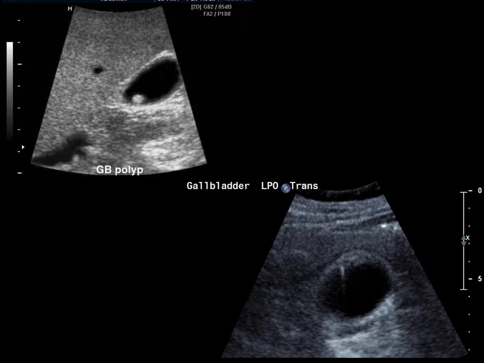And then here is an example of a gallbladder with a hyperechoic structure inside of it. It appears to be a gallbladder polyp given the lack of posterior shadowing. And then in the bottom right, we have another hyperechoic structure inside this transverse gallbladder, which may or may not be a septation.